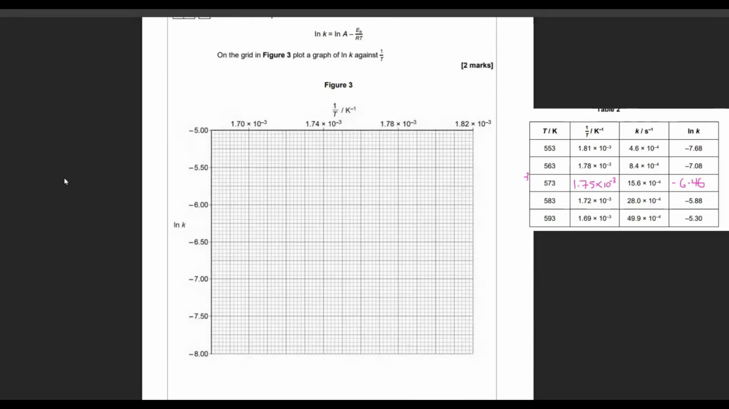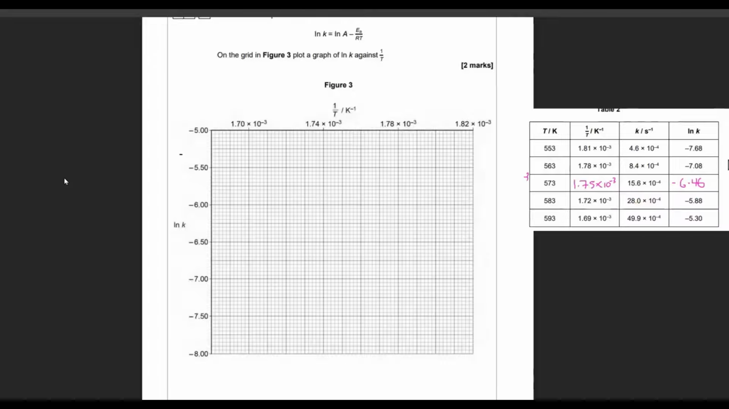This is a really common question with the Arrhenius equation where you have to know that the gradient on this 1 over T, ln K graph is equal to minus EA over R, and then you can rearrange that and find the activation energy. And that's what we're going to do now. So let's get into it.